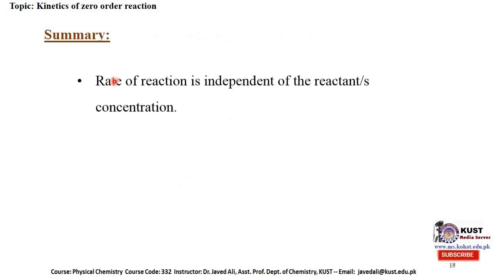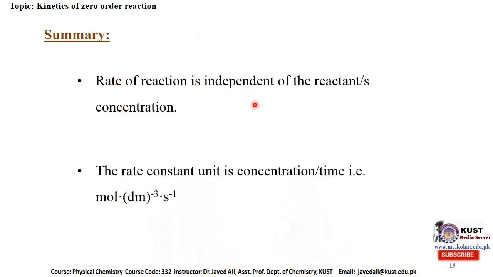Summary of today's topic. Rate of the reaction is independent of the reactant concentration. The rate constant unit is concentration per time. If we represent the concentration in moles per decimeter cube, then the rate constant unit will be moles per decimeter cube per second. And similarly, if we represent the concentration in moles per liter, then the rate constant unit will become moles per liter per second.